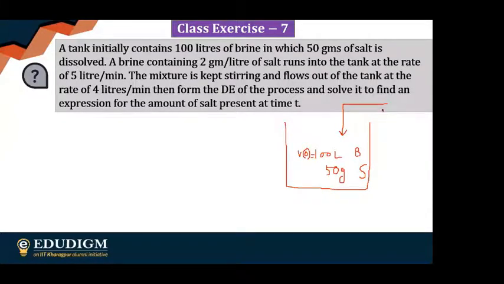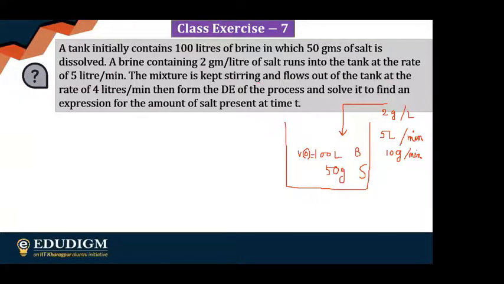So what is this? This is 2 grams per liter. This is the concentration of salt, and the rate of flow is 5 liters per minute. All right. So as you can clearly understand, 10 grams of salt is coming per minute. If you just understand this, 5 liters per minute, and per liter you have 2 grams of salt. So this is the basic input of salt. Now this is getting mixed.